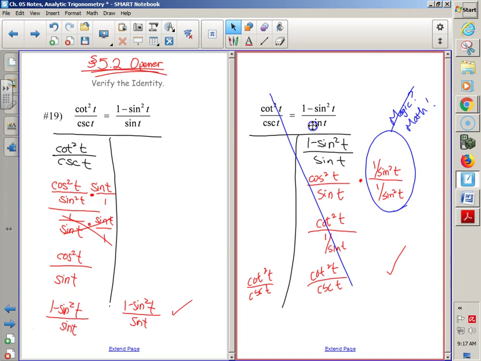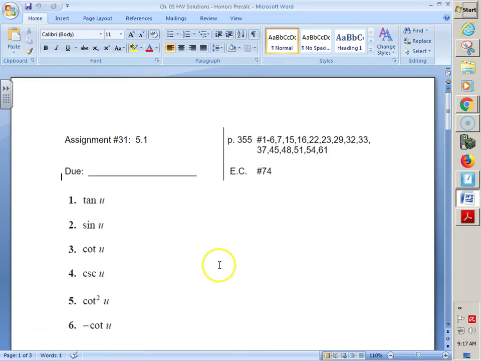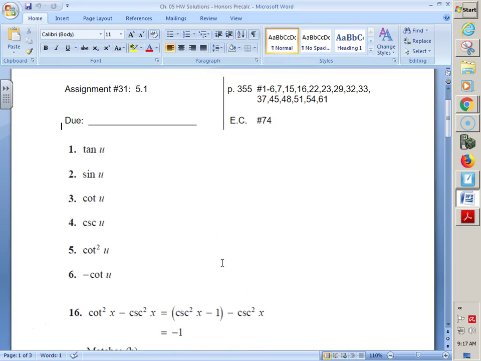Let's grade. Color pens at the ready. Section 5.1. Let's see how well you figured out how to use your identity. What? 1 through 6 was just fill in the identity? Go team. Hopefully that was easy. Hopefully you just pulled it straight out of the formulas.